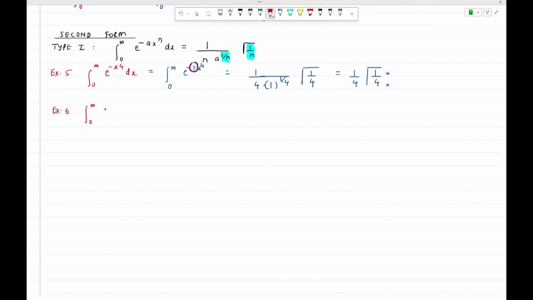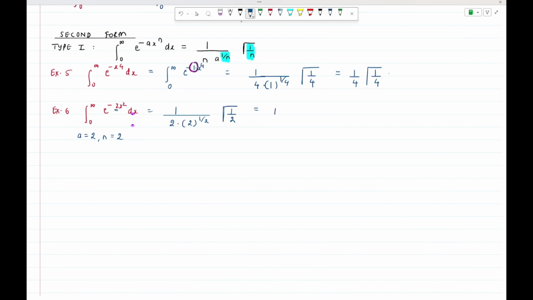Example number 6, integral from 0 to infinity of e raised to minus 2 x square dx. So again, over here you can see this is very much in the standard form. So we have got the value of a as 2 and n as 2. So using type 1, this is going to be 1 over n, and in this case n is 2, times a, which is 2, raised to 1 by n. And then again, here we are going to have gamma of half.